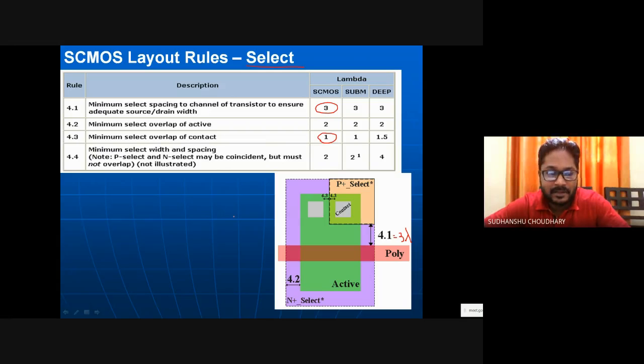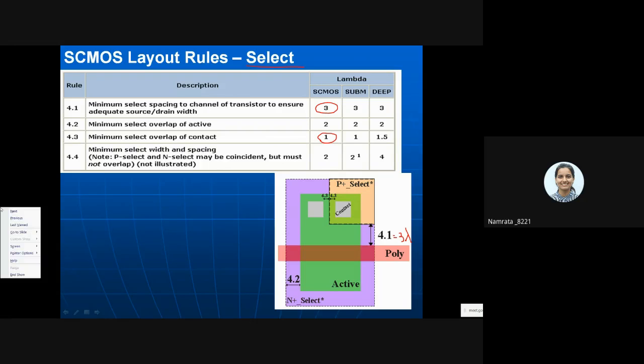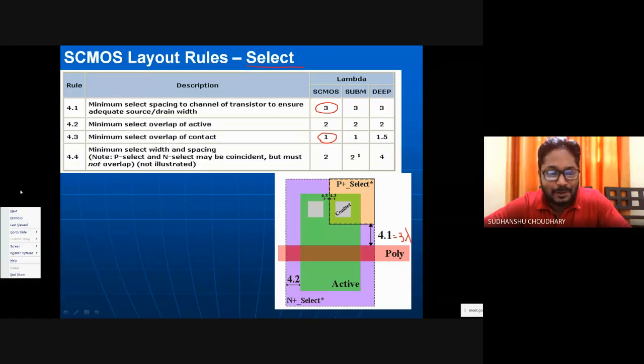Sir, do we have to draw the layout because there are too many rules? Are we supposed to draw the layout? Yes, we have to learn this. It is a part of this course.